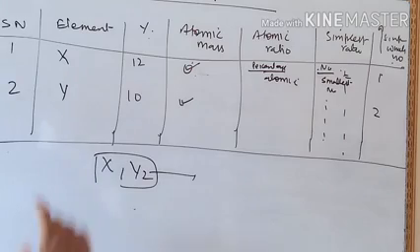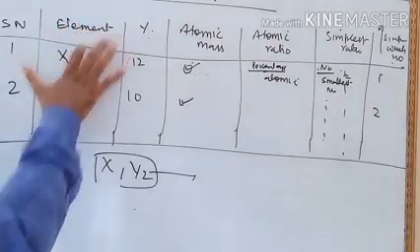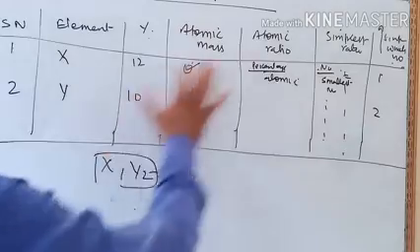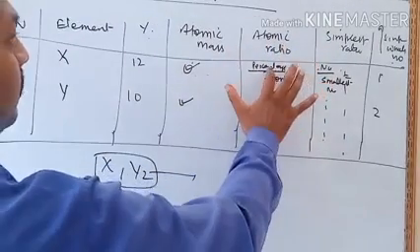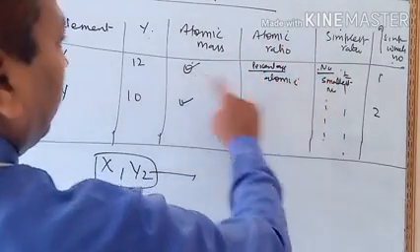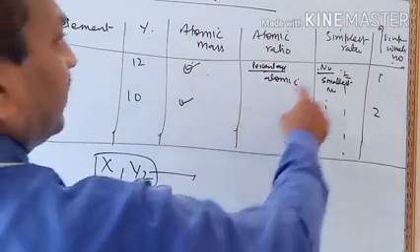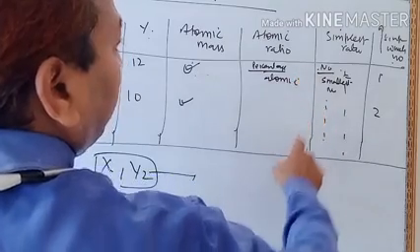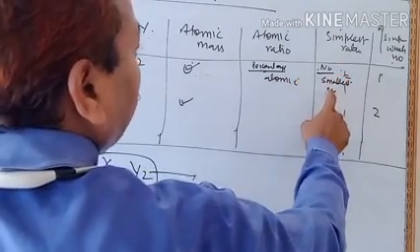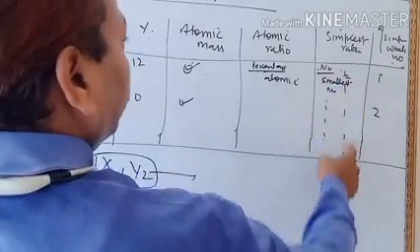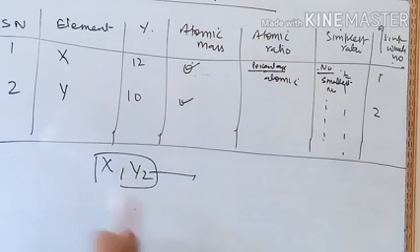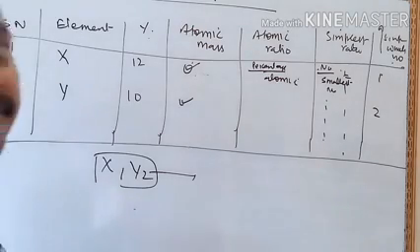We are repeating: for each element, take its percentage and its atomic mass. To calculate the atomic ratio, divide the percentage by the atomic mass. Apply this in each case, and then calculate the simplest ratio. After getting these values, divide by the smallest number, and you then get the simplest whole number ratio. After getting that, we can calculate the empirical formula.